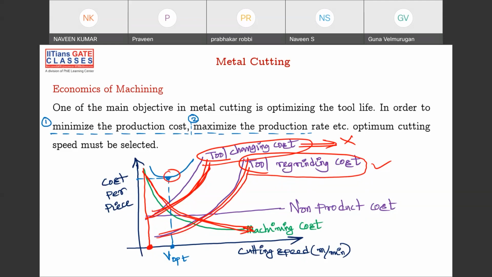optimum point, where this is the total cost curve, right? This is the cost at which your minimum cost is occurring, and this is the point at which your optimum velocity is occurring, right? So that is what is important.